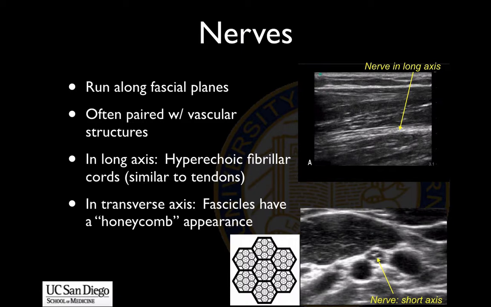Overall, nerves run along fascial planes and are often paired with vascular structures. As mentioned on the prior slide, due to the presence of axons and connective tissue, nerves imaged in the transverse axis tend to have a speckled or honeycomb appearance, as illustrated.